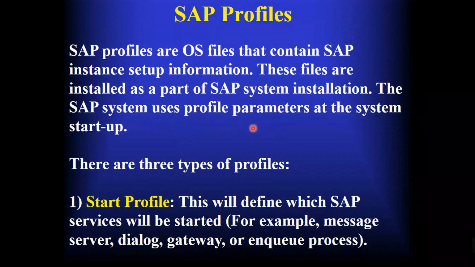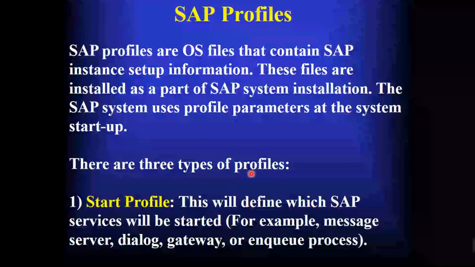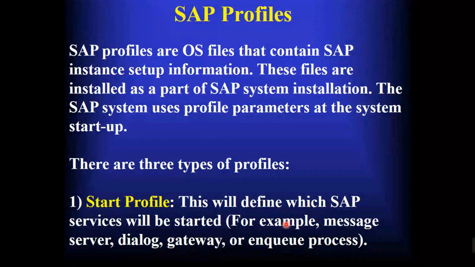That means we have three profile parameters which we are going to discuss right now. We have to maintain them in that particular system. There are three types of profiles. One is the start profile. This will define which SAP services will be started, for example, message server, dialog, gateway, enqueue. So once you start the SAP system, this profile will decide which services should be started while you start the system.